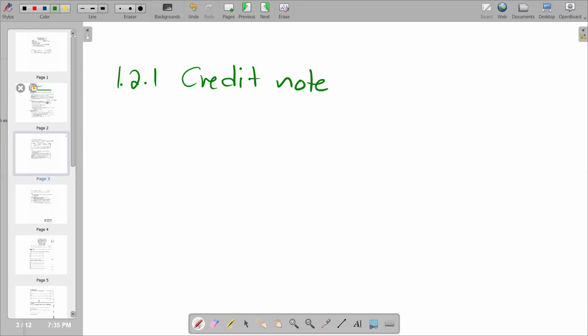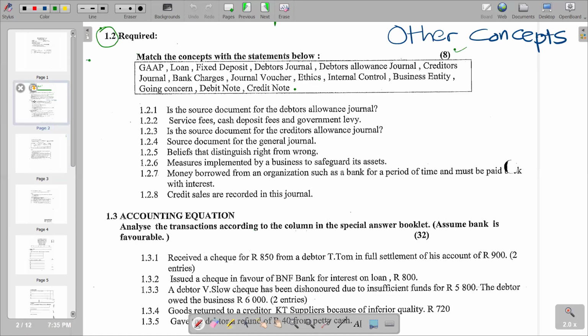Then we go to the next part of our question, which is now 1.2.2. Service fees, cash deposit fees, and government levy. We try to see any term that relates to what is given in 1.2.2, and you see that the most appropriate response is bank charges. Service fees, cash deposit fees, and government levy are part of bank charges. The explanation of bank charges is that it covers all charges and fees made by a bank to their customers. So that's what we have.